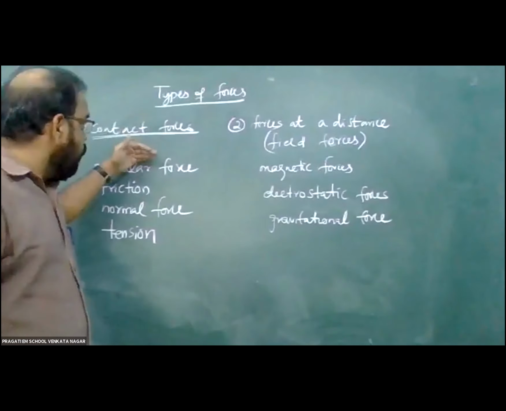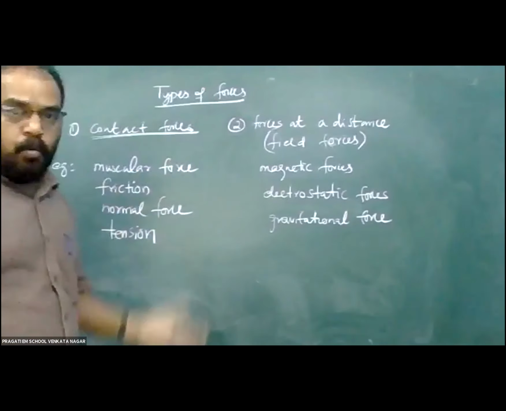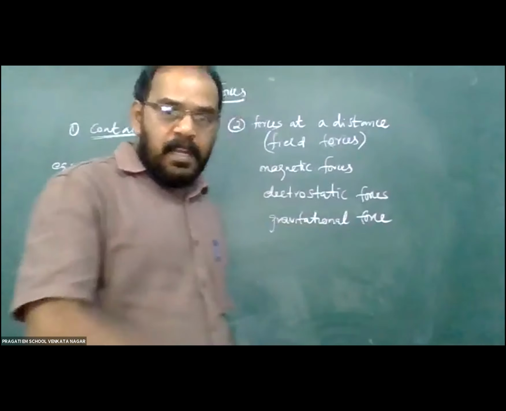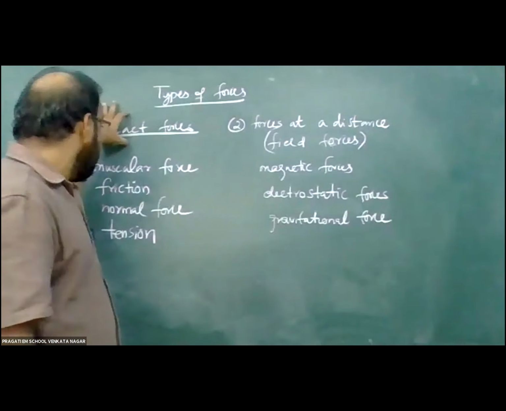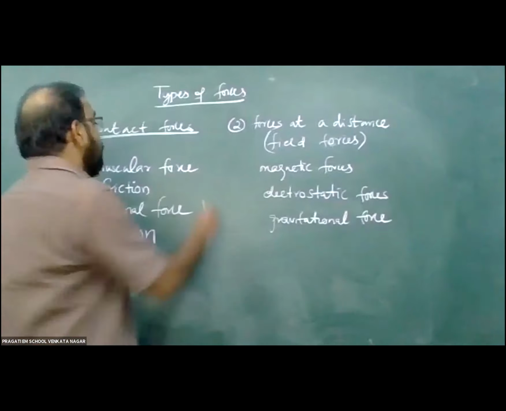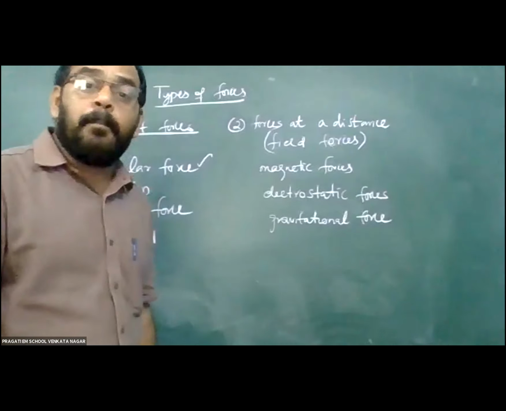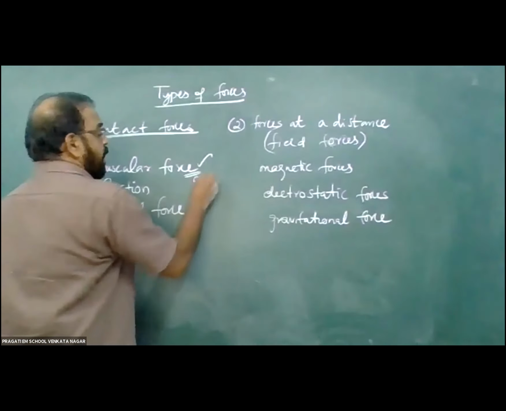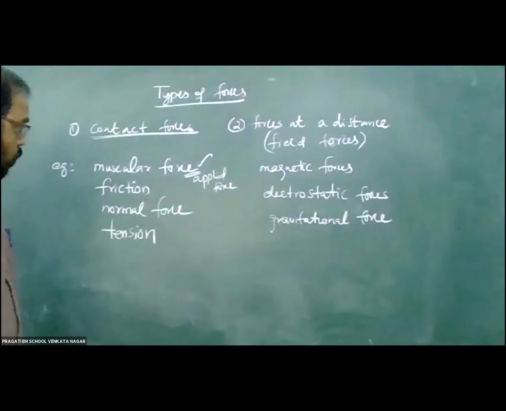Muscular force: in contact forces, the two objects are in contact, or the one applying the force. When I am applying the force, and my body and the object are in contact, there is a direct contact between these two objects. That is called a contact force. Muscular force, or machine force, is also called applied force.